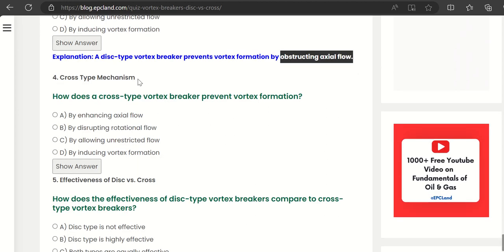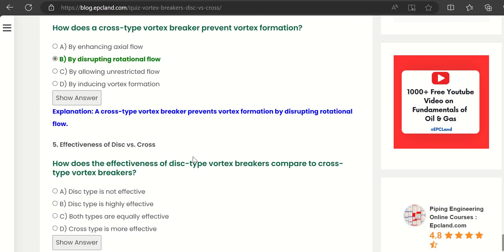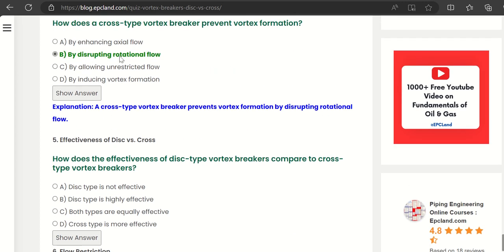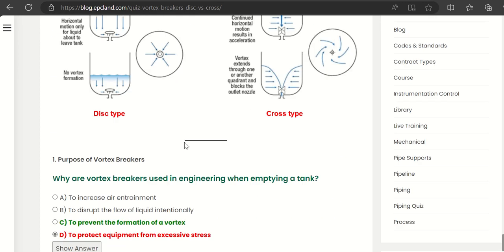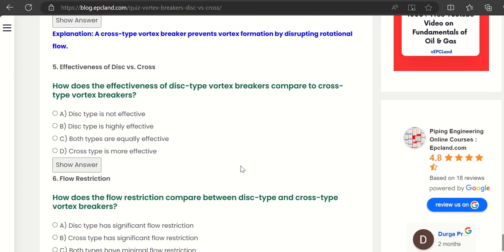Now the cross type mechanism, how do cross types work? How does the cross type prevent the formation: by enhancing axial flow? No. By disrupting rotational flow, yes. So we know this is the answer. We already discussed this in detail, and if you want we can look into this picture again. The cross type is disrupting the rotational flow, and it is obstructing the axial flow. So these are the mechanisms used by these two.